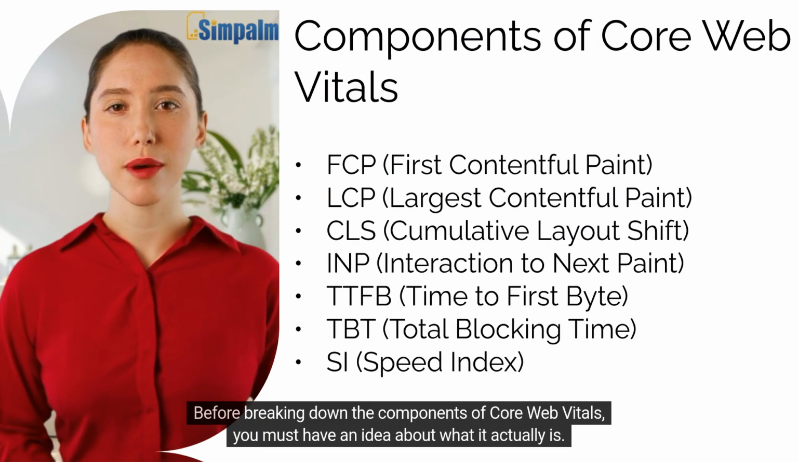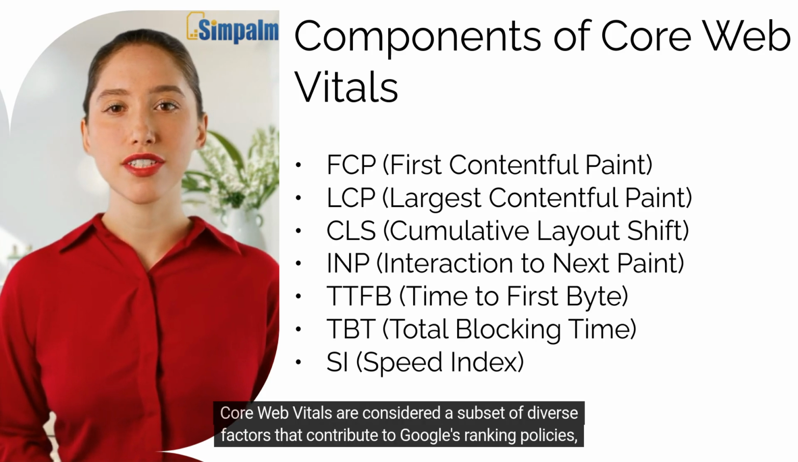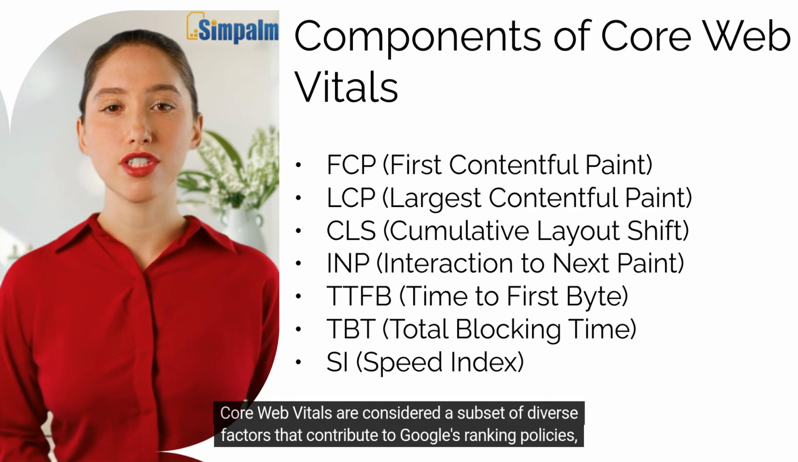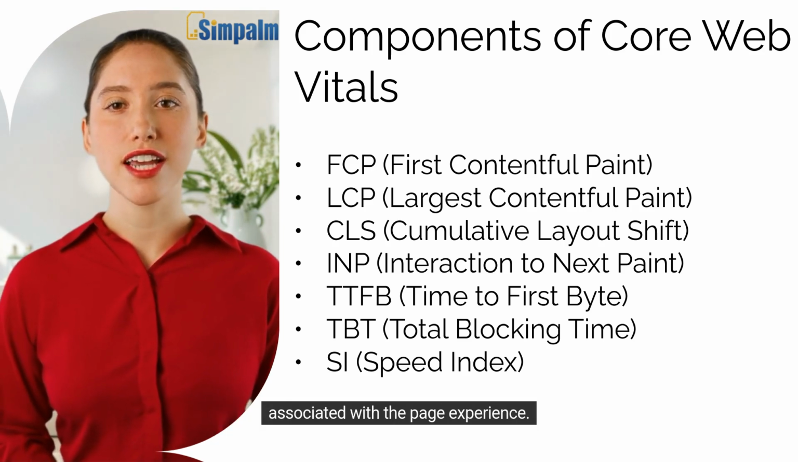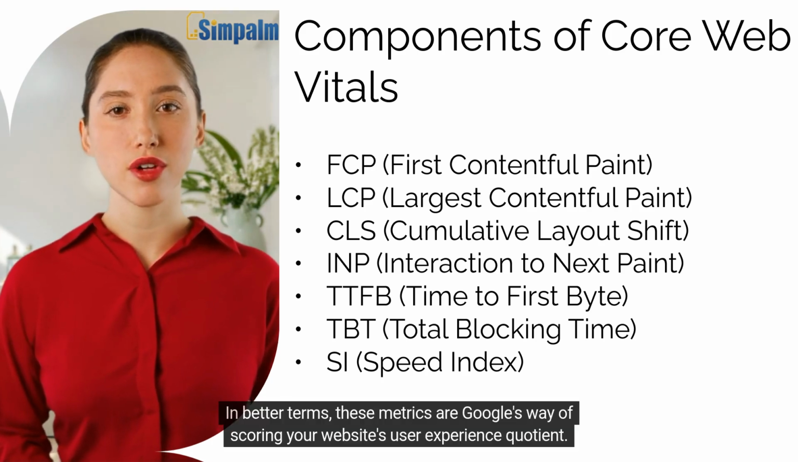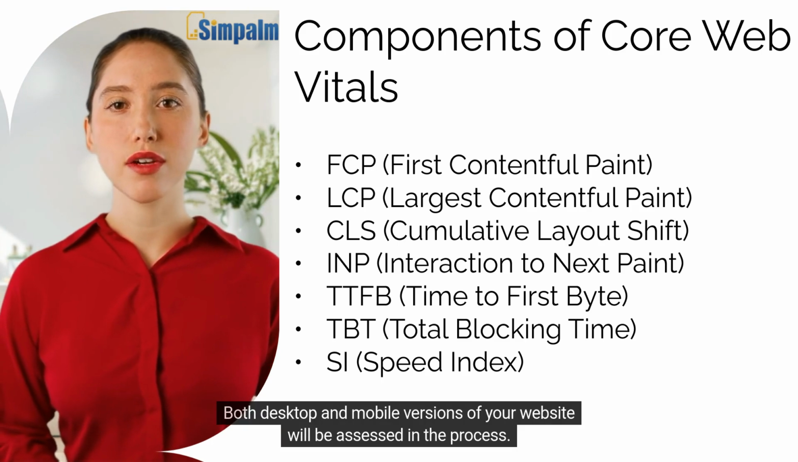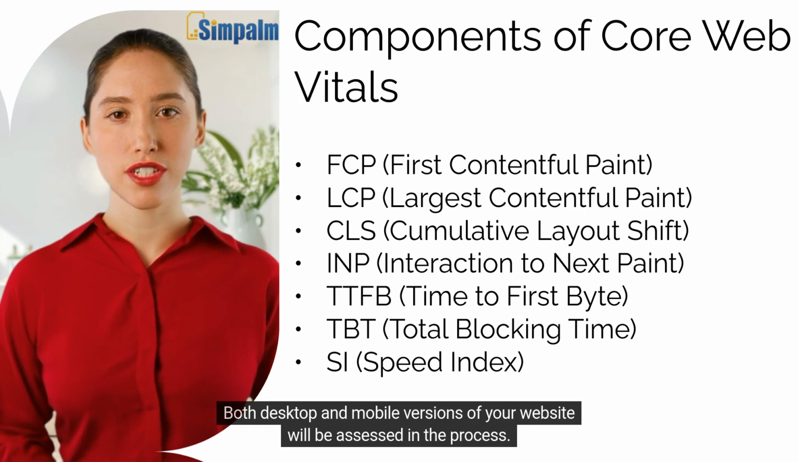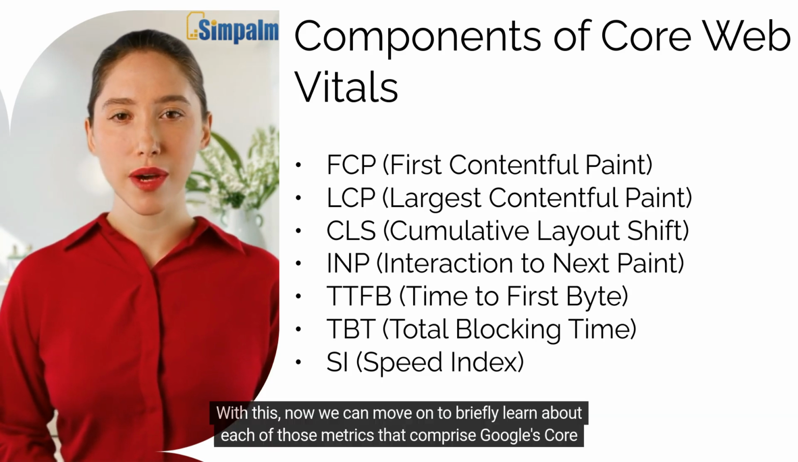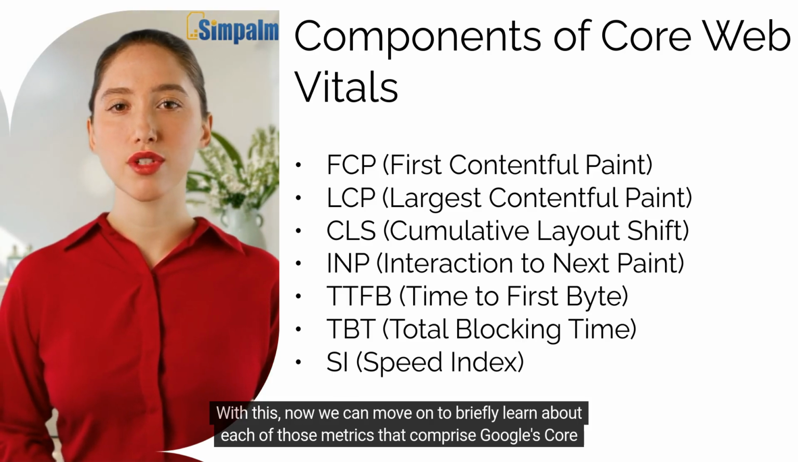Before breaking down the components of Core Web Vitals, you must have an idea about what it actually is. Core Web Vitals are considered a subset of diverse factors that contribute to Google's ranking policies associated with the page experience. In better terms, these metrics are Google's way of scoring your website's user experience quotient. Both desktop and mobile versions of your website will be assessed in the process. With this, now we can move on to briefly learn about each of those metrics that comprise Google's Core Web Vitals.